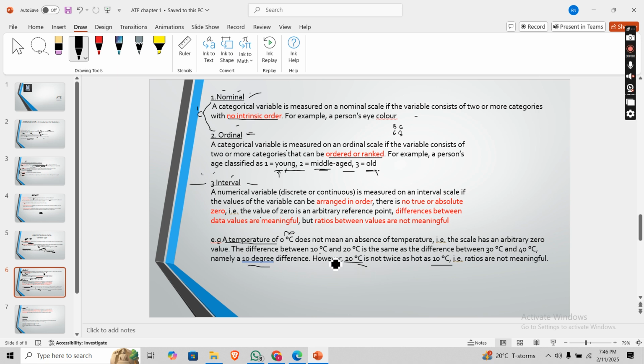So this information satisfies the last standard, which says that the ratios between variables are not meaningful. So 20 degrees Celsius does not mean that it's twice as hot as 10 degrees Celsius. So this is when we use an interval. Another example is when we are measuring IQ, but think about how IQ could apply to this information.